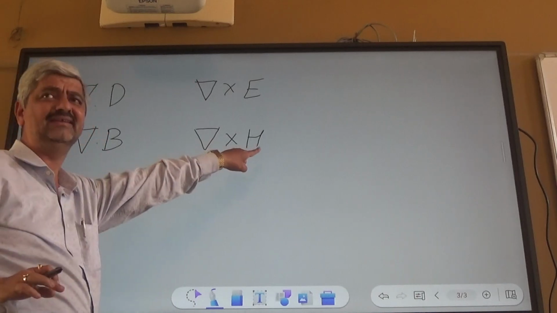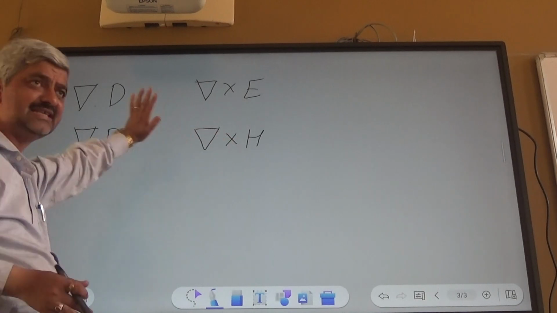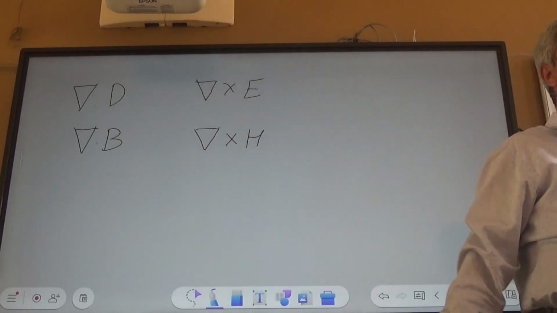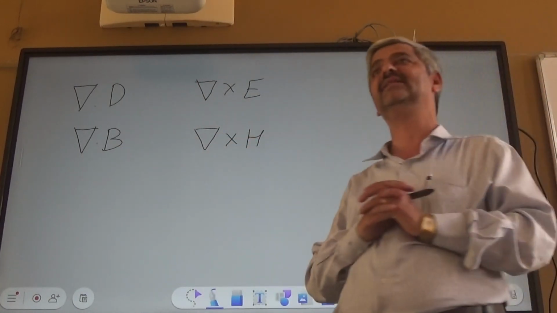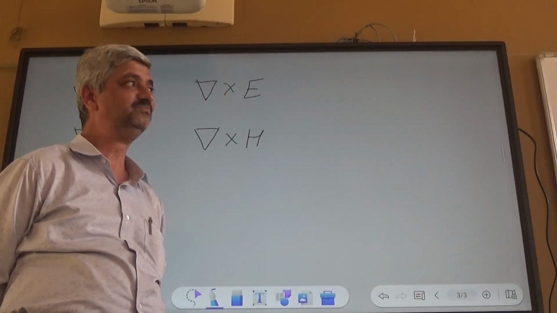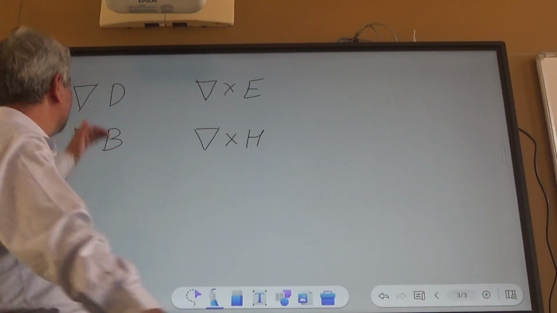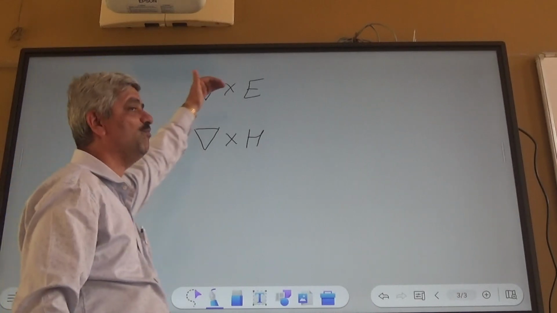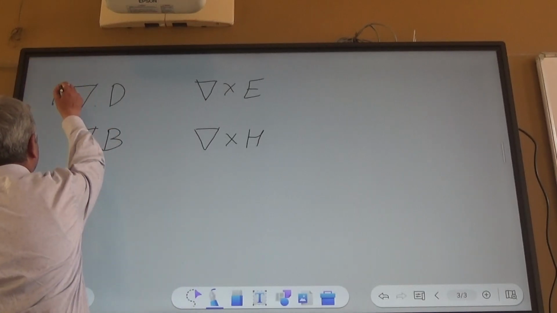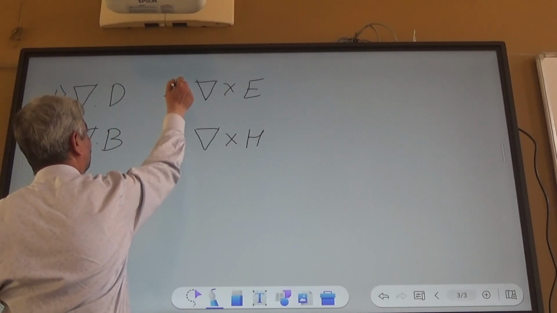Why H and why not B? If B is there, only B will come, not any other difference. So these are the left hand sides of four Maxwell's equations. What would be the right hand sides that we have to identify? So these are simple, these are somewhat difficult. So you should proceed in the sequence 1, then 2, then 3, and then 4.